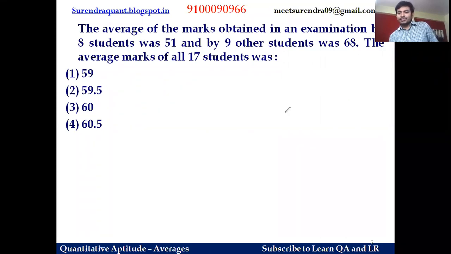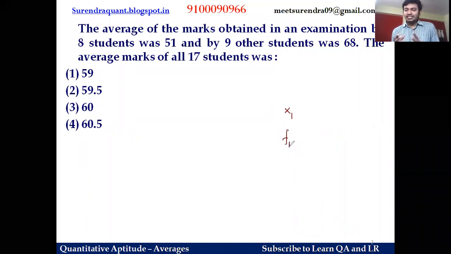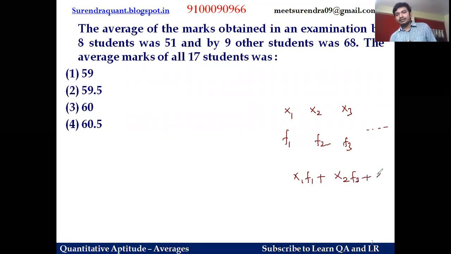If there are X observations, if there is an observation X1 which comes F1 times, if there are multiple times a number comes, that is called a frequency, and that concept is called weighted average. If X2 observation is there for F2 times, X3 is there for F3 times, and so on, then weighted average is given as X1 F1 plus X2 F2 plus X3 F3 plus and so on, by sum of all such frequencies, that is F1 plus F2 plus F3 plus and so on.